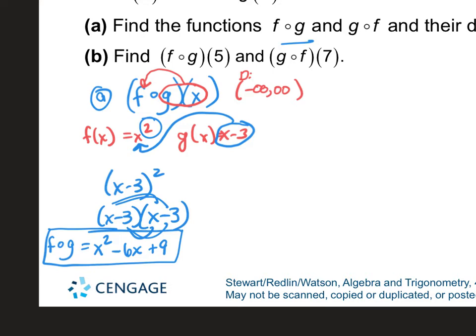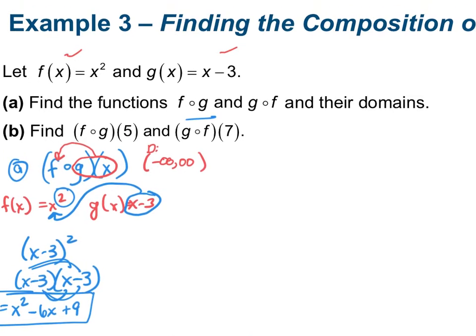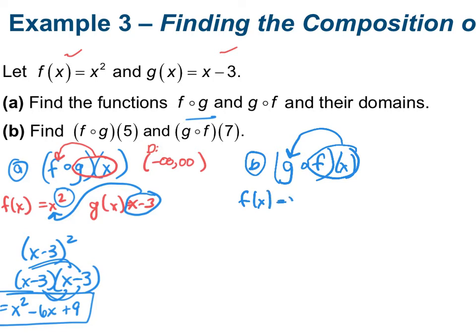The easiest way to do this, so you guys don't make mistakes, is to write everything down. Like for B, B wants G of F of X. That means they want me to take the F and do what? Plug it into the G function. So write down what the F function is. Again, it's X squared. The G function is X minus 3.